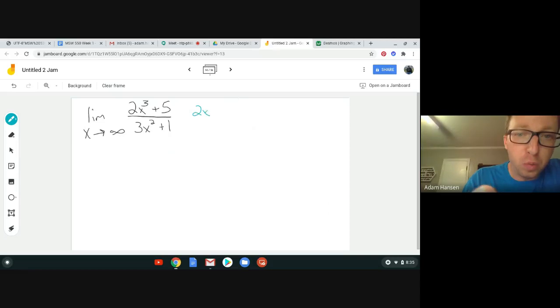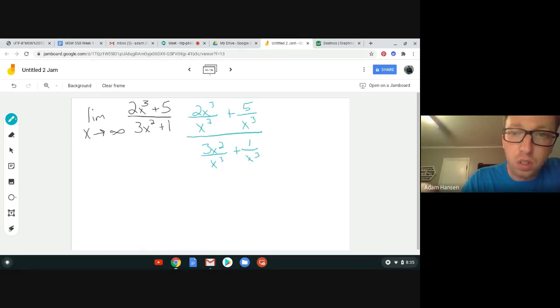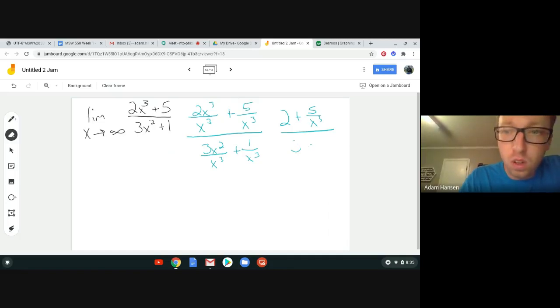So 2x cubed divided by x cubed plus 5 divided by x cubed, divided by 3x squared divided by x cubed plus 1 divided by x cubed, which is going to give me, when I simplify, 2 plus 5 over x cubed divided by, 3, I'm sorry, that's going to give me 3 over x plus 1 over x cubed.